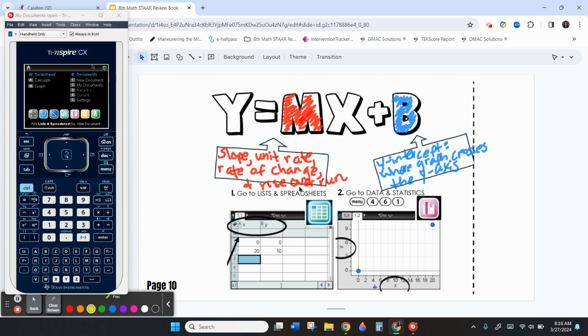Okay, so today we're going to be using lists and spreadsheets where we type in our x's and our y's, graphing them in data and statistics, and we're going to get this trend line that goes through our points. We're trying to figure out y equals what, the equation, and to do that, our steps are right here, which is menu 461, and we're going to go over how to do that.